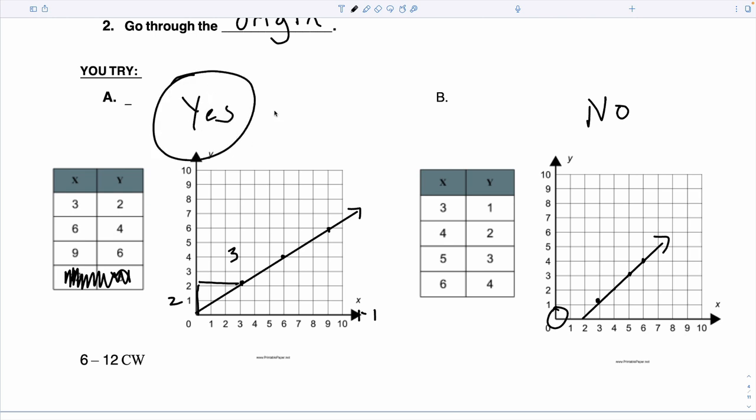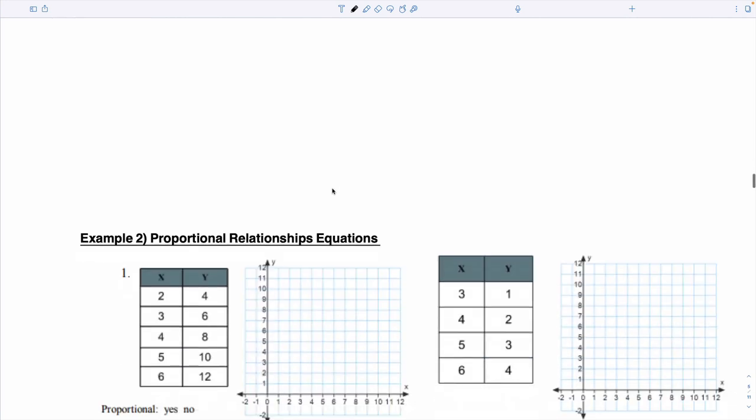Bonus, who can tell me the constant of proportionality for A? Liliana. Close. It's always going to be y over x. So what would it be? We could flip it, Liliana, and make it, instead of 2 over 3, it'd be 3 over 2. Wait, sorry, instead of 3 over 2, it'd be 2 over 3. 2 over 3. Cool. Next page, last example.